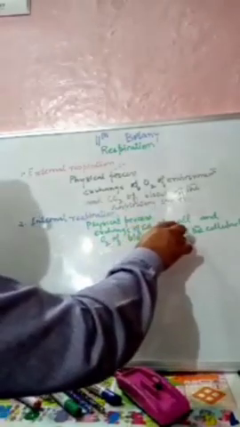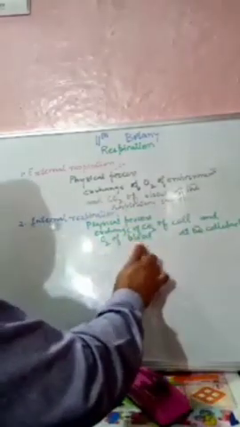External respiration takes place at the respiratory organ, while internal respiration takes place at the cellular level. It is the exchange of carbon dioxide of the cell and oxygen of the blood, where the blood oxygen enters into the cell and carbon dioxide comes out of the cell at the cellular level.